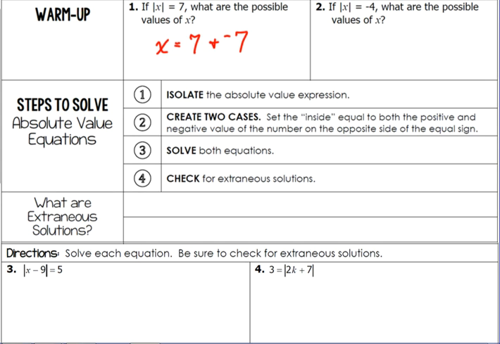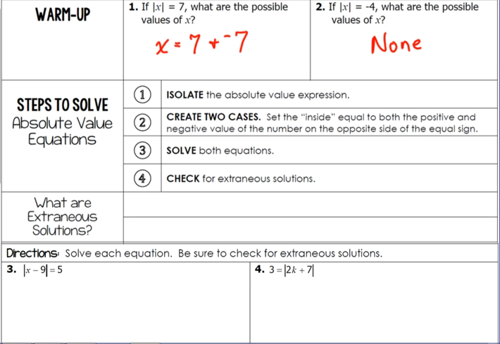If the absolute value of x equals -4, what are the possible values of x? Can the absolute value equal a negative number? No. There are none. None would be the answer to the question. What are the possible values of x? There are none. But if that were just an equation, then yes, your answer would be no solution.